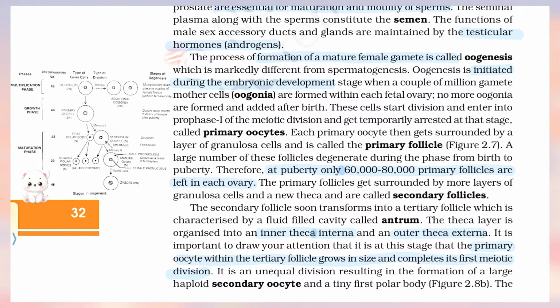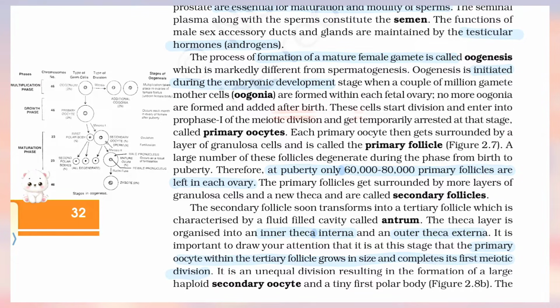The process of formation of the mature female gamete is called oogenesis, which is markedly different from spermatogenesis. Oogenesis is initiated during the embryonic development stage, when a couple of million gamete mother cells, oogonia, are formed within each fetal ovary. No more oogonia are formed and added after birth.